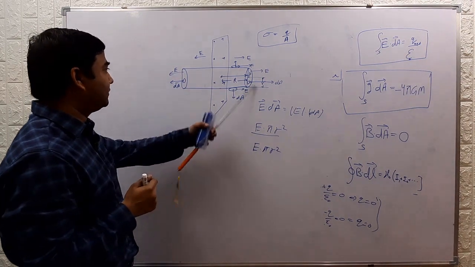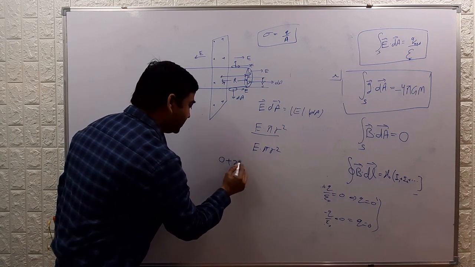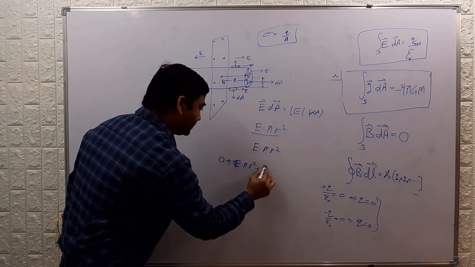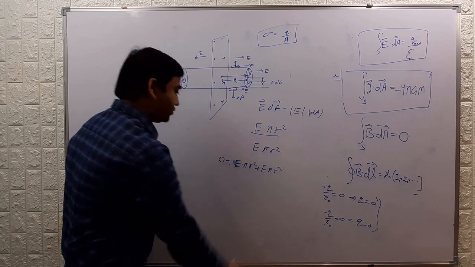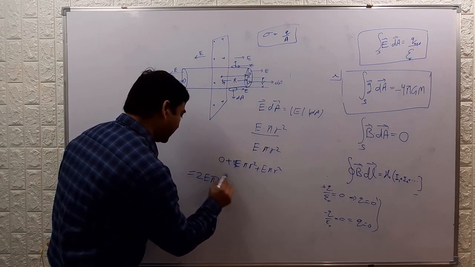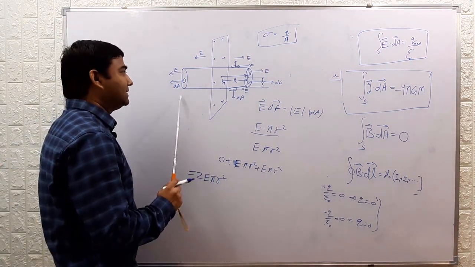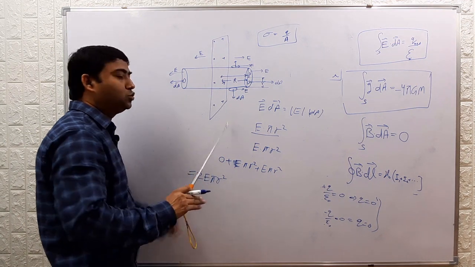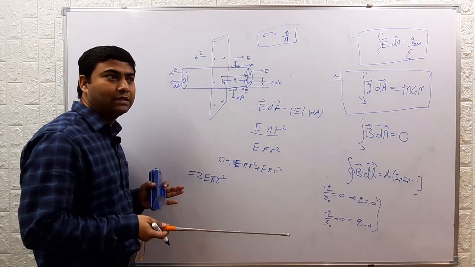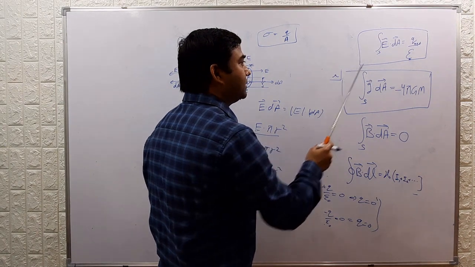So for the curved surface it is 0. Total flux is 0 plus E pi r squared plus E pi r squared, so total flux is 2 E pi r squared. Easily we have found the total flux without integration. That is the trick in selecting the Gaussian surface, so that the total flux through the Gaussian surface can be found easily. You should not use actual integration.